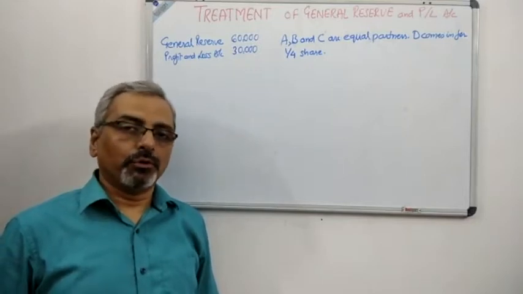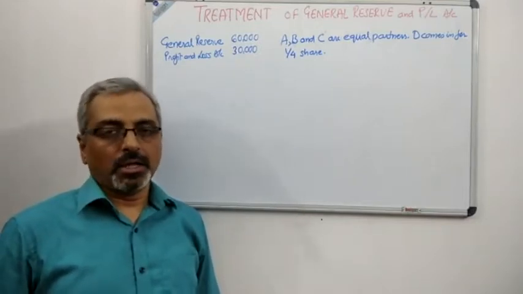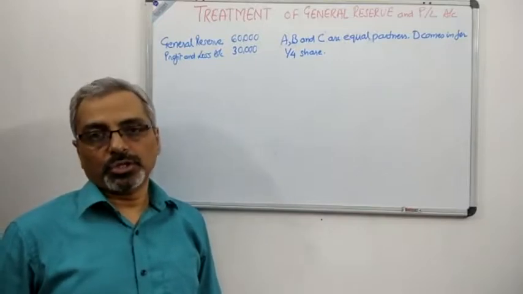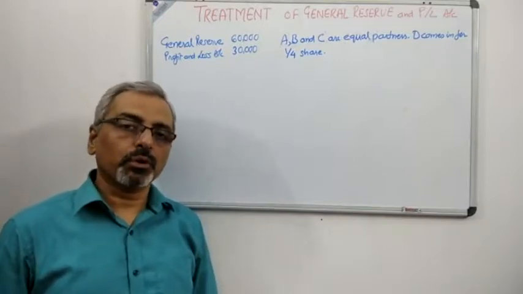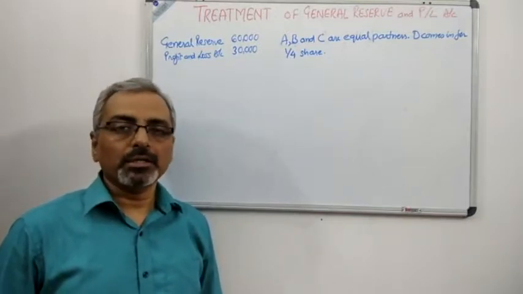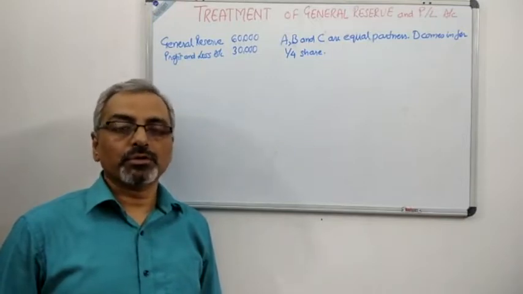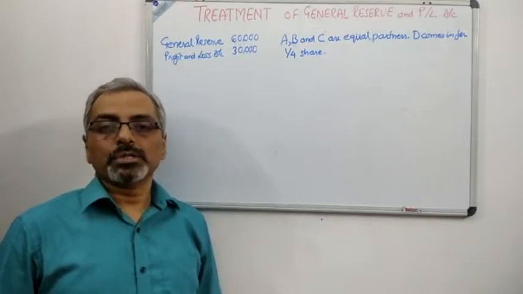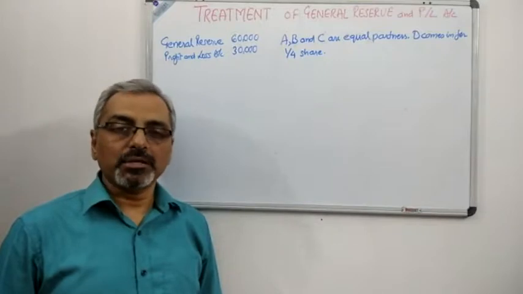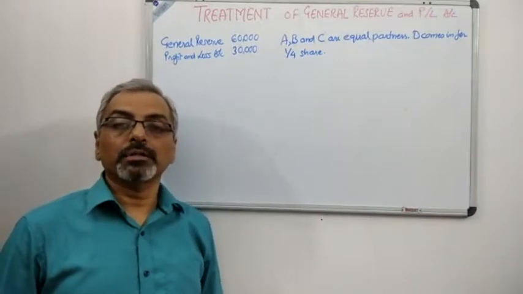And we are also informed that there are three partners, A, B and C, who are equal partners, and D comes in for 1/4 share. Now in such a case, when D comes in for 1/4 share or for any share, he will not get any benefit of accumulated profits or accumulated reserves which are there in the liability side of the balance sheet, and the benefit of that will be given to the old partners in the old ratio.